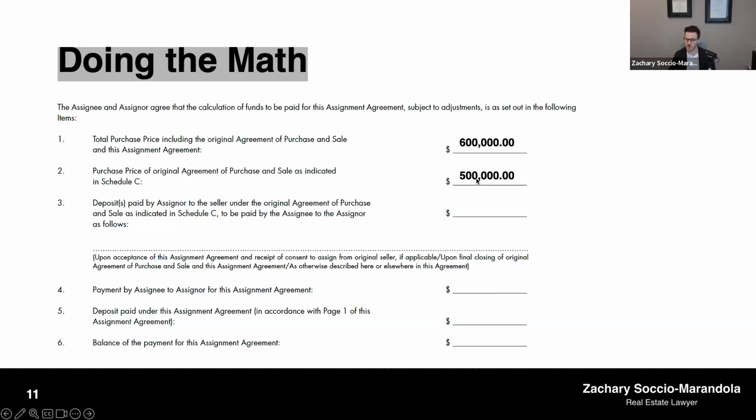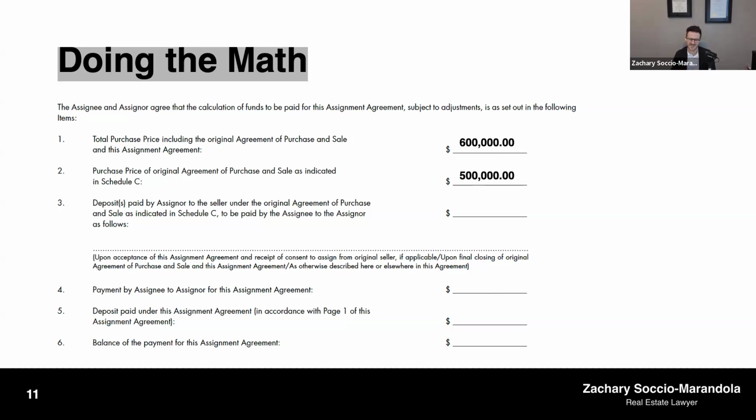So right there, you get your profit, right? Purchasing, or they have a right to purchase for 500. They're selling for 600. Now this line number 3, this is deposits paid by the assigner to the seller under the original agreement of purchase and sale. So usually to the builder, right? There's typically a deposit structure when you enter a new build contract.